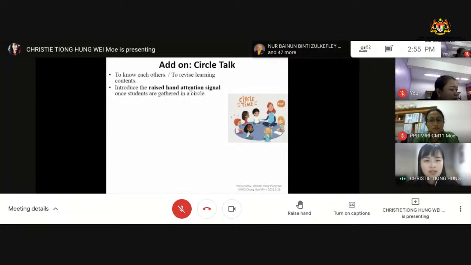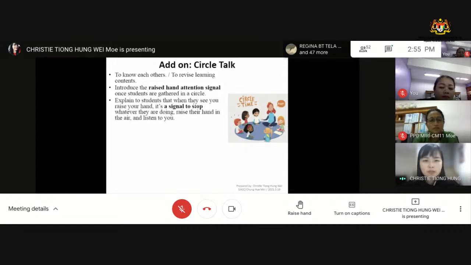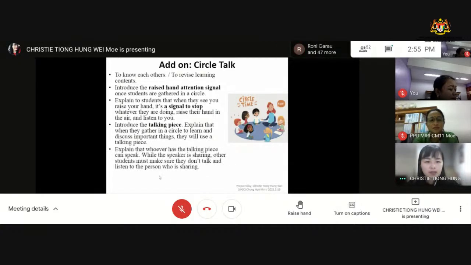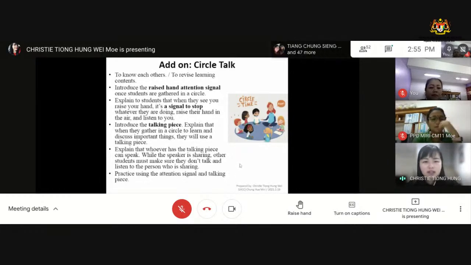Introduce the raise hand attention signal once the students are gathered in the circle. Explain to the students that when they see you raise your hand, it is a signal to stop whatever they are doing, raise their hand in the air and listen to you. So they need to freeze and listen to the teacher. And also introduce the talking chip, the talking piece. Explain that when they gather in a circle to learn and discuss important things, they will use a talking piece, which I mentioned just now, I use an ice cream stick. Explain that whoever has the talking piece can speak while the speaker is sharing. The other students must make sure that they don't talk and listen to the person who is sharing, and practice using the attention signal and talking piece. All right, so that's it for my sharing.